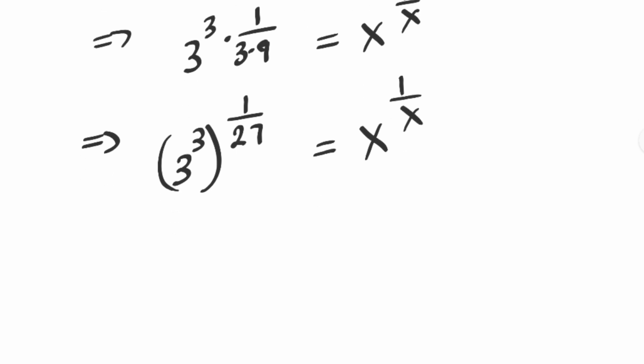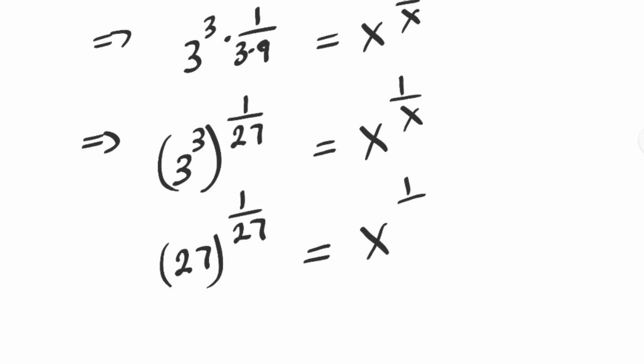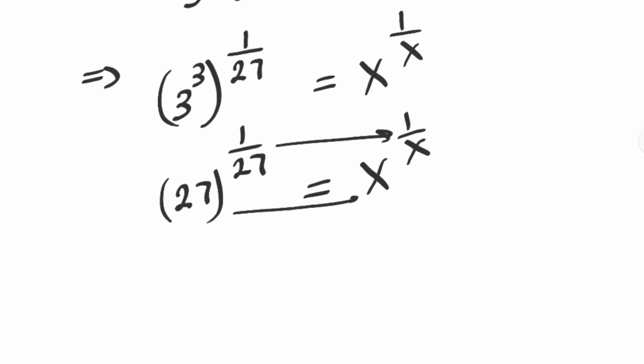Then 3 raised to power 3, this is 27 raised to the power of 1 over 27 is equal to x raised to the power of 1 over x. And by comparing, this is equal to this, and this is equal to this. Therefore, x is equal to 27.